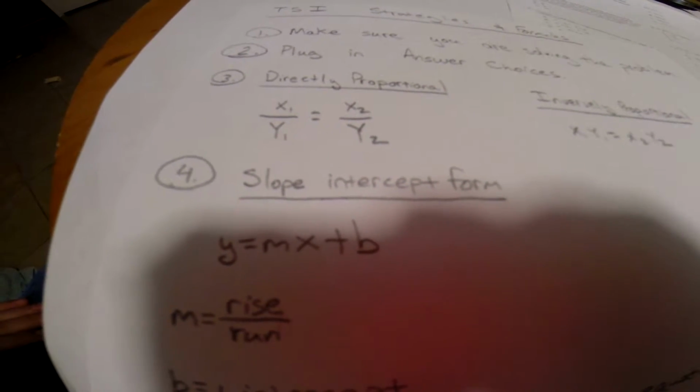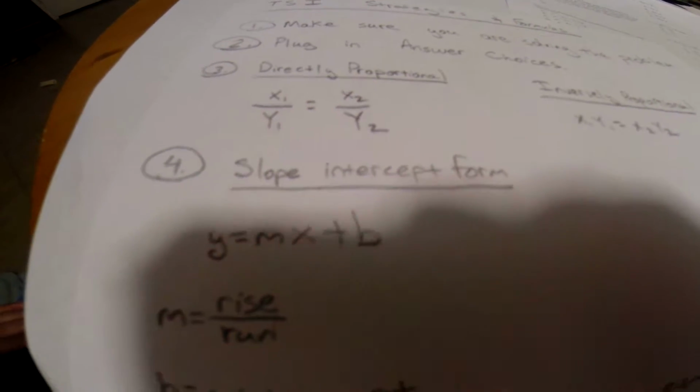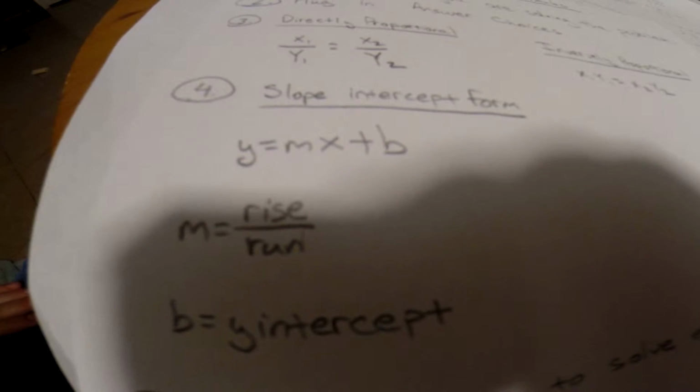Then from question 3, we have slope-intercept form, and that's y equals mx plus b, where m is rise over run, which is the slope, and b is the y-intercept.